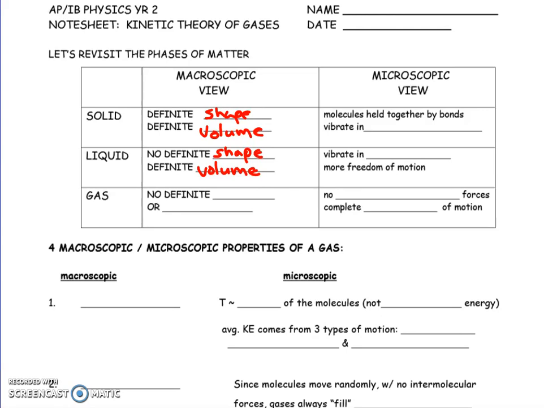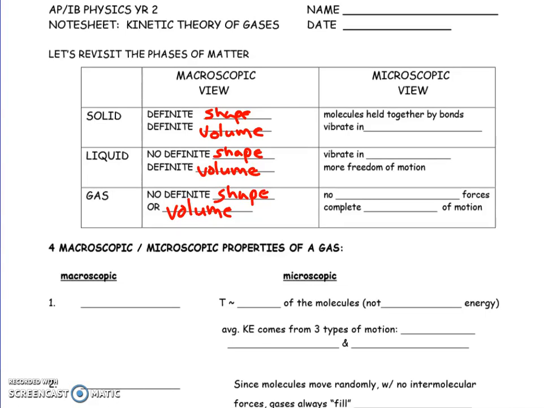Gases, on the other hand, have no definite shape, and they have no definite volume. The latter part is not as obvious, but if you take a container full of gas, let's say perfume, and you spill it through diffusion, it will eventually fill up the entire room. So it takes on whatever shape the container has. So from a microscopic standpoint, this is not hard to understand.